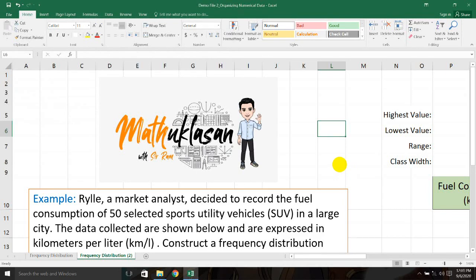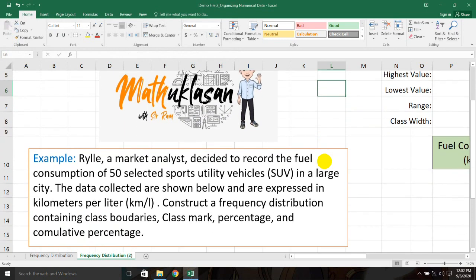Hello and welcome to another video of Matuklasan, and here I'll show you how to construct frequency, percentage, and cumulative distributions for numerical data using Microsoft Excel. Let's take a look at this example.